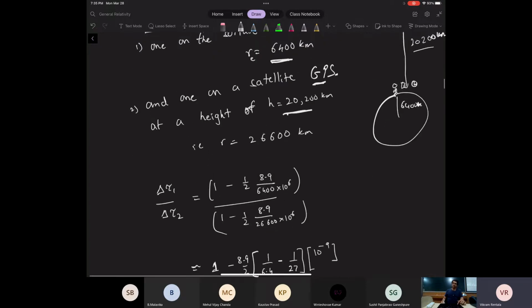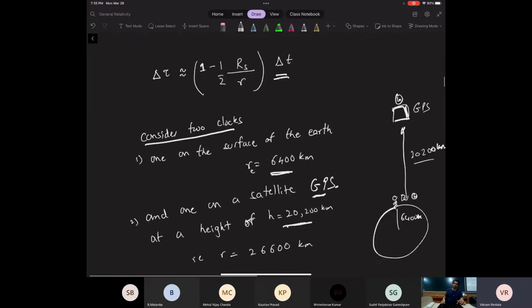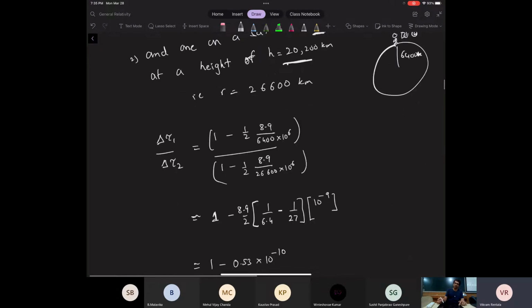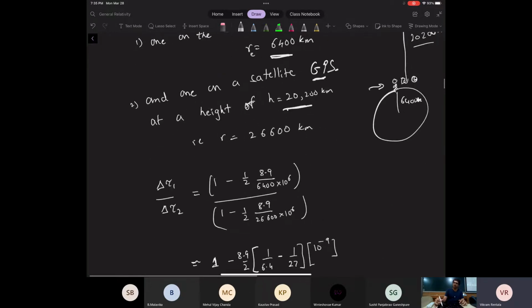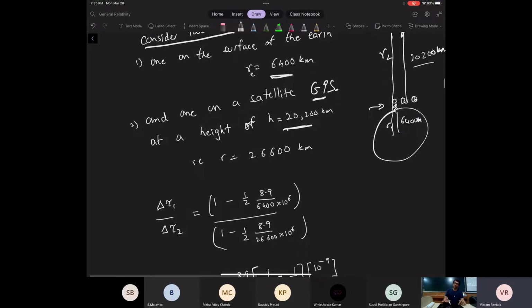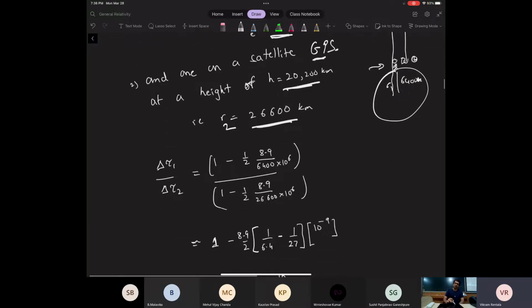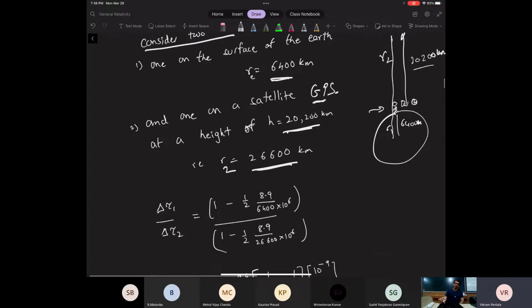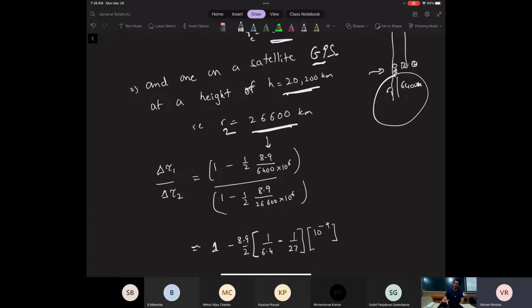So delta tau 1, for you sitting here at R1, versus at R2, where R2 is this total distance from the center of the Earth. The total distance R2 is 20,200 plus 6,400, so 26,600 kilometers. So delta tau 1 by delta tau 2, if I use this approximation, is 1 minus half of 8.9 millimeters over, I have to convert 6,400 kilometers into millimeters. 1 kilometer is a million millimeters, so 6,400 times 10 to the 6.